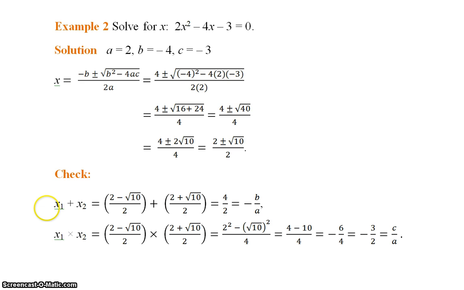Therefore, we checked that the sum of the roots is minus b over a, and the product of the roots is c over a. Therefore, we solved the quadratic equation correctly.